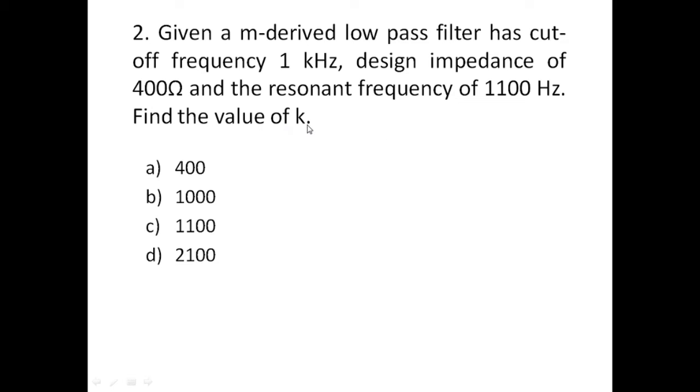When you see the formula for low pass filter, R0 equal to root of L by C, which is equal to K. The value of K is equal to R0. In the constant K filter and the m-derived filter, R0 equal to K. This is the consideration. In the question itself they provided impedance R0 equal to 400 ohm. Therefore R0 equal to K, so the K value is also the same, that means 400. This is the answer for the second question.